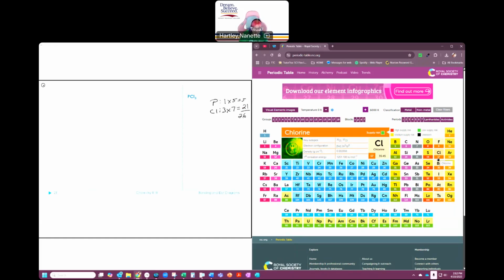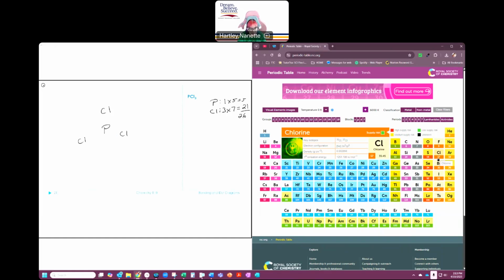Phosphorus is written first, so it's going to go in the middle. I'm going to distribute 3 chlorines around it. Doesn't matter at this point where I put them. We'll talk about where we put them, and why we put them where we put them, in the next lecture. Right now, I'm just going to put them anywhere.